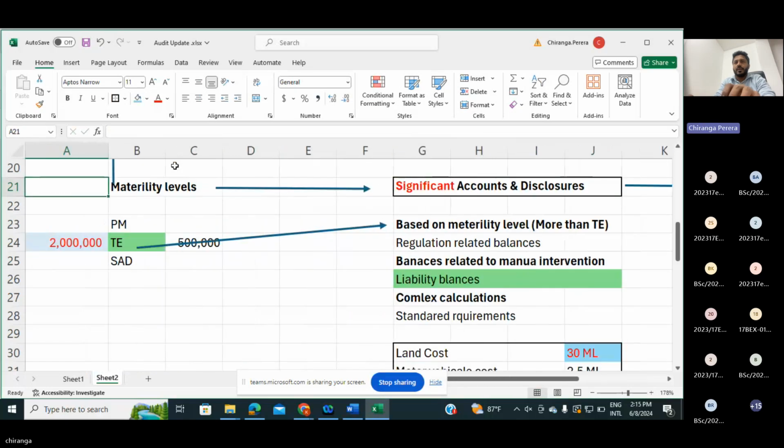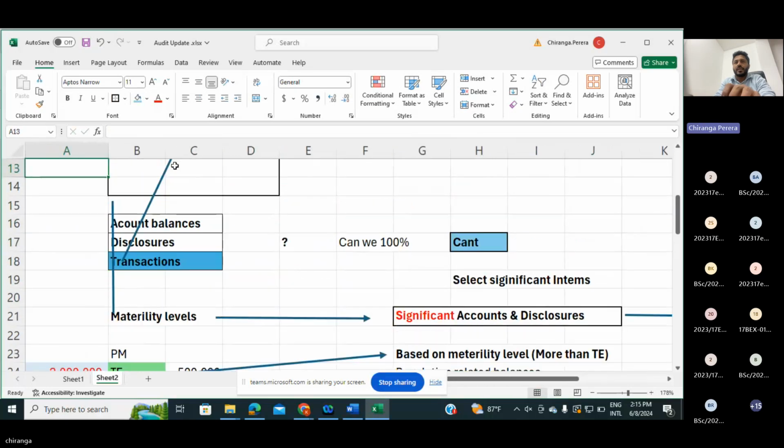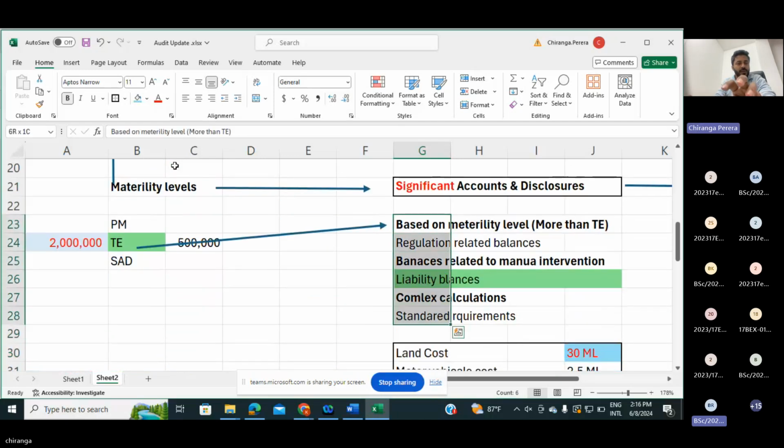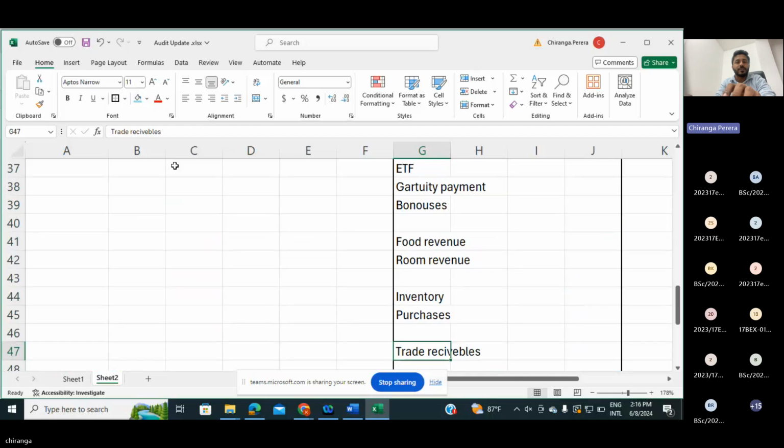Now you can see we had a draft financial statement. We had 3 elements to test. What are they? Account balances and disclosures. From account balances and disclosures, we selected significant accounts and significant disclosures. These are the criteria we used. We have selected here now. There's a list.